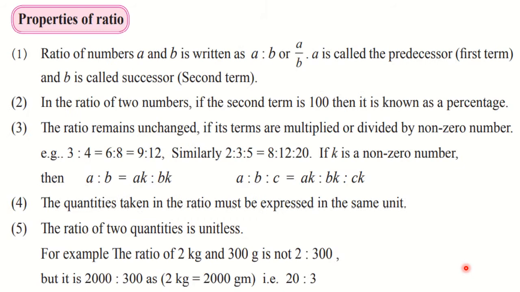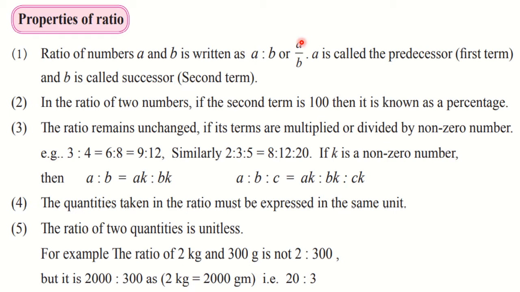Now let us go further into ratios. Now we are going to see the properties of ratio. The very first property: the ratio of numbers A and B is always written as A is to B. This symbol you will read as "is to". A is to B is the same as A upon B. Here A is called the predecessor, that is the first term, and B is called the successor, the second term.